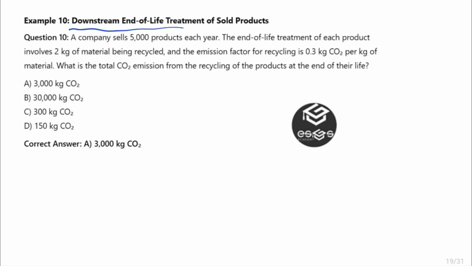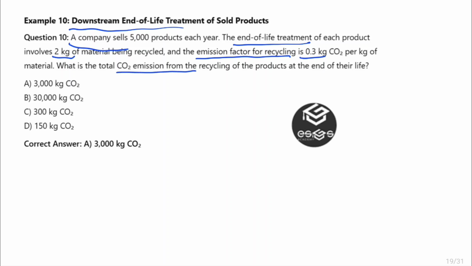Another example is related to the downstream end of life treatment of sold products. So what is happening here? A company sells 5,000 products each year. Now end of life treatment of each product involves 2 kg of material being recycled, and the emission factor for recycling is 0.3 kg CO2 per kg of material.